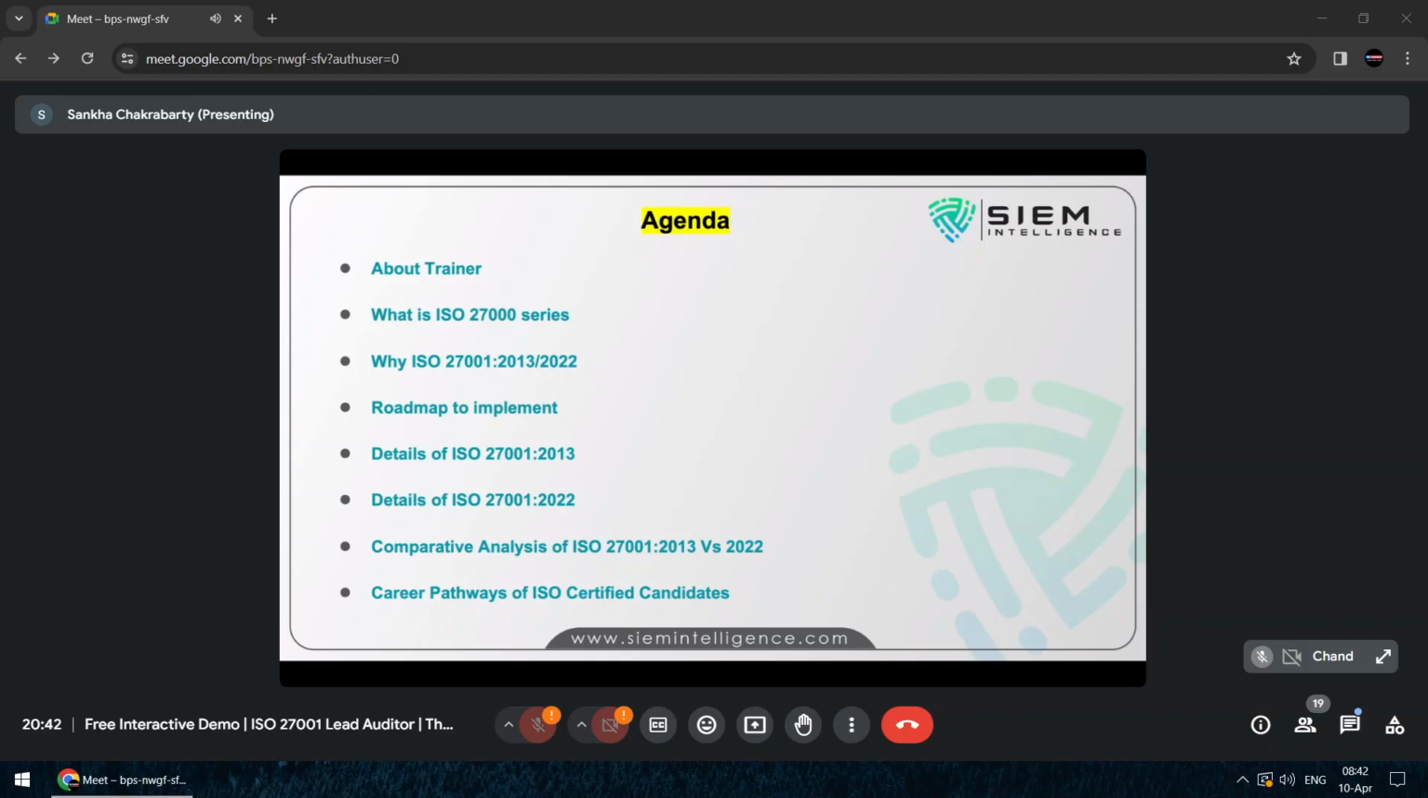I'll be starting with ISO 27000 series. What is the ISO 27000 series about? Why we need to learn ISO 27001, 2013, and 2022. Roadmap to implement and also the ways to audit the ISO frameworks, how the audit overview goes on. Details about ISO 27000 2013, 2022. What is the difference and how we are going to bridge the gap that is there between 2013 and 2022. I will also cover a comparative analysis of 2013 versus 2022 and what are the career pathways that being an ISO certified candidate you can offer.